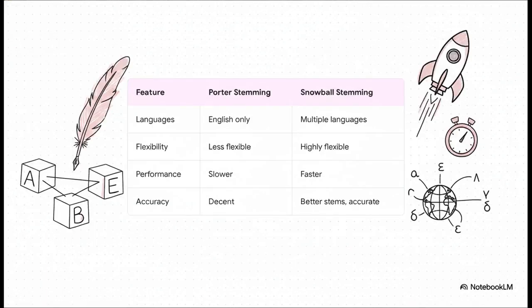So, what's the big difference? Well, the original Porter stemmer is really just for English, and it's not very flexible. Snowball, on the other hand, is not only faster and often more accurate, but it also supports a bunch of different languages. That makes it a much better choice for most of what we do today.